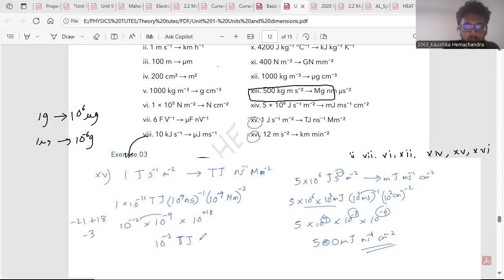Terajoule per nanosecond per megameter square, right? Okay.